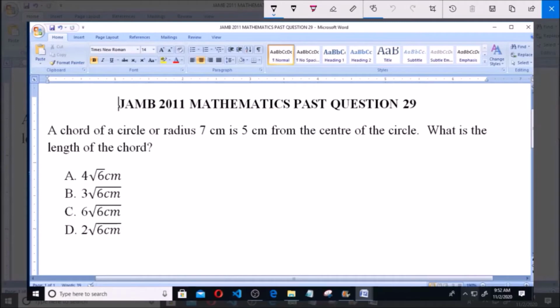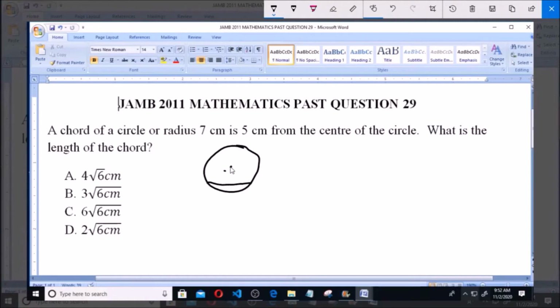I will be answering JAMB 2011 Mathematics Past Question 29. A chord of a circle of radius 7 cm is 5 cm from the center of the circle. What is the length of the chord? Now we are told a chord of a circle. Let's assume this is a circle and this is the chord of the circle.